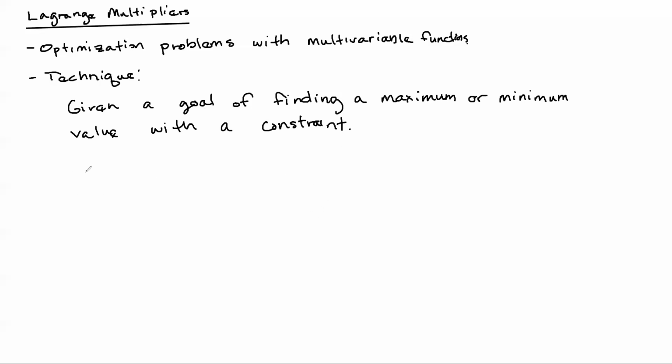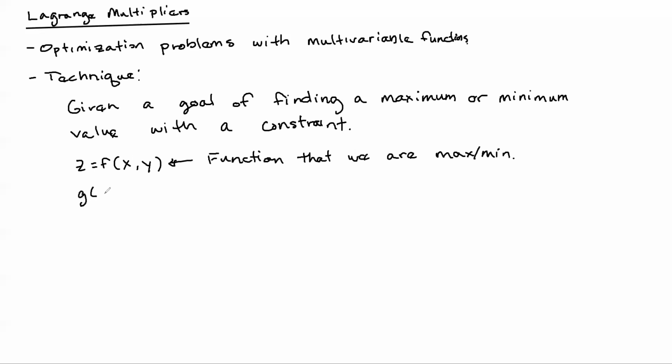All right, so let's say that the function that we're maximizing or minimizing is f of x y. So we have z equals f of x y. This is the function that we're maximizing or minimizing. And then we have a constraint, and the constraint is given by the equation g of x y equals k.